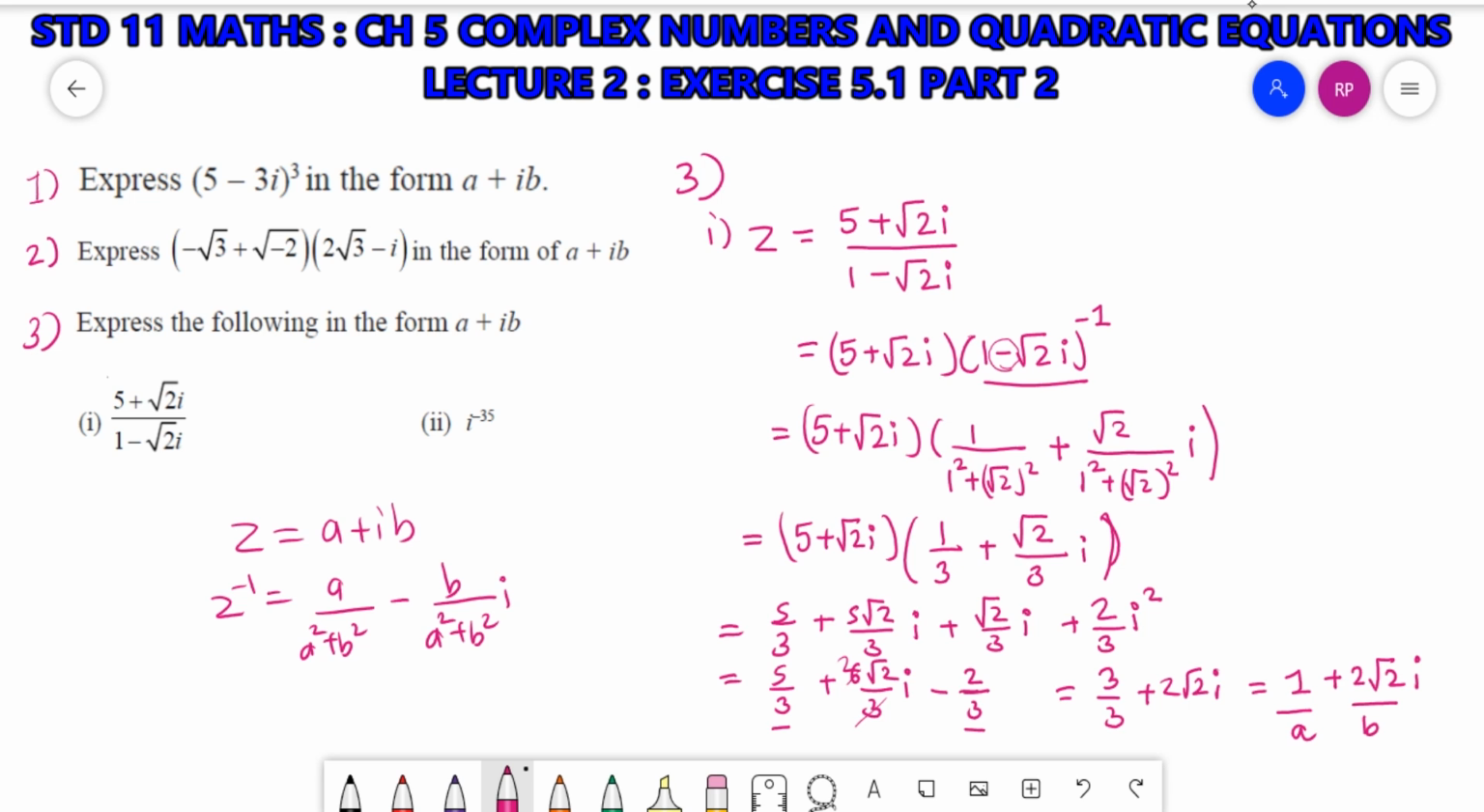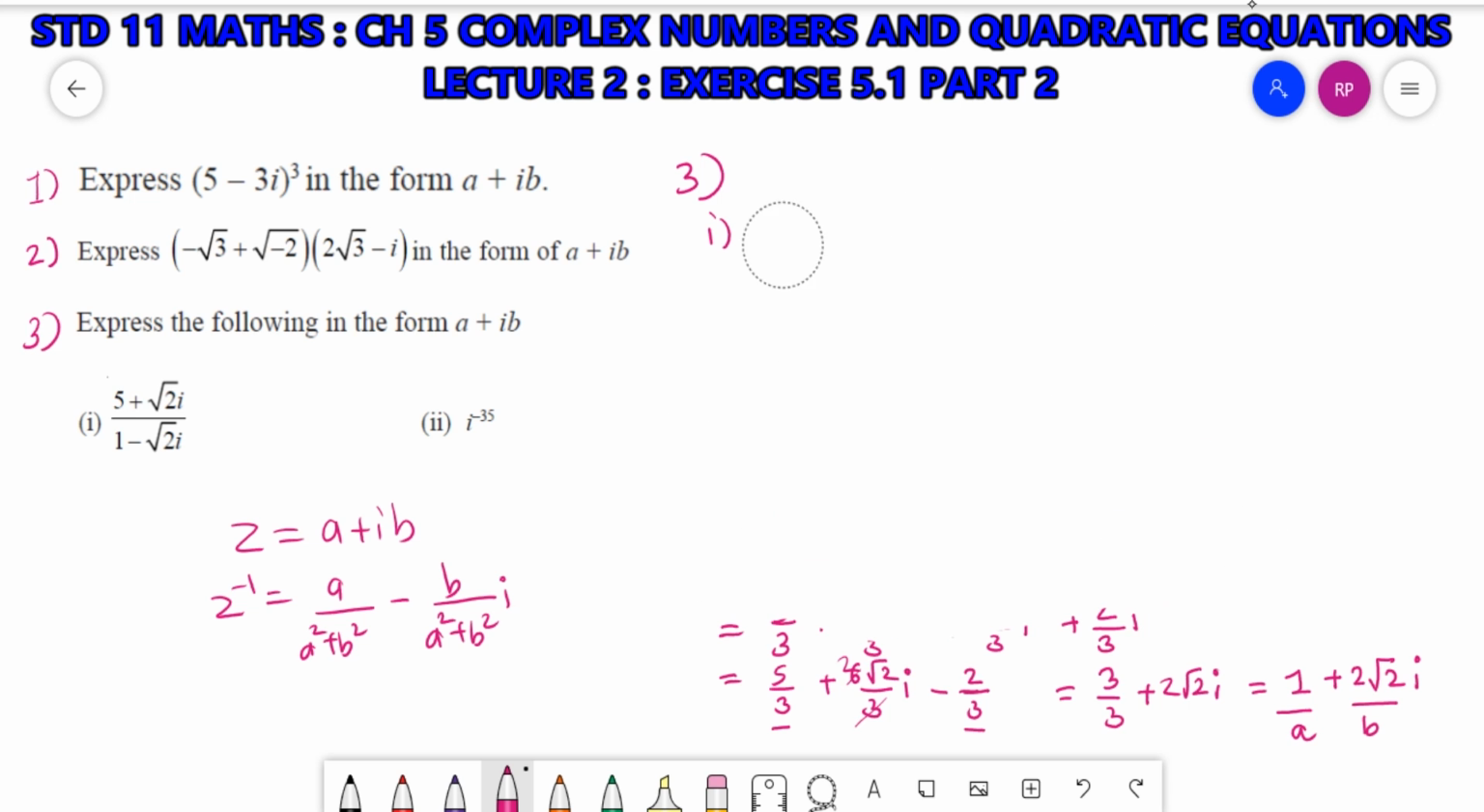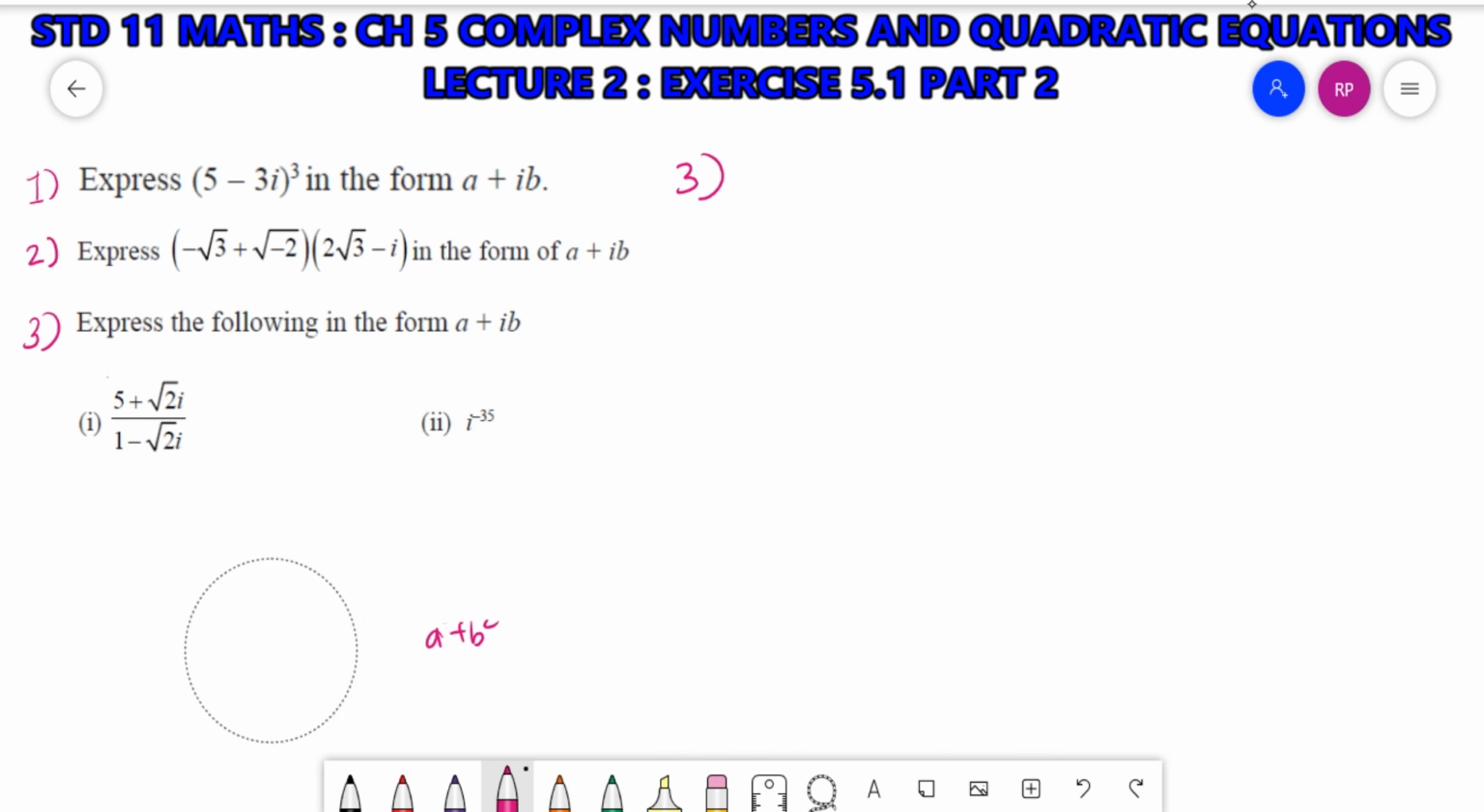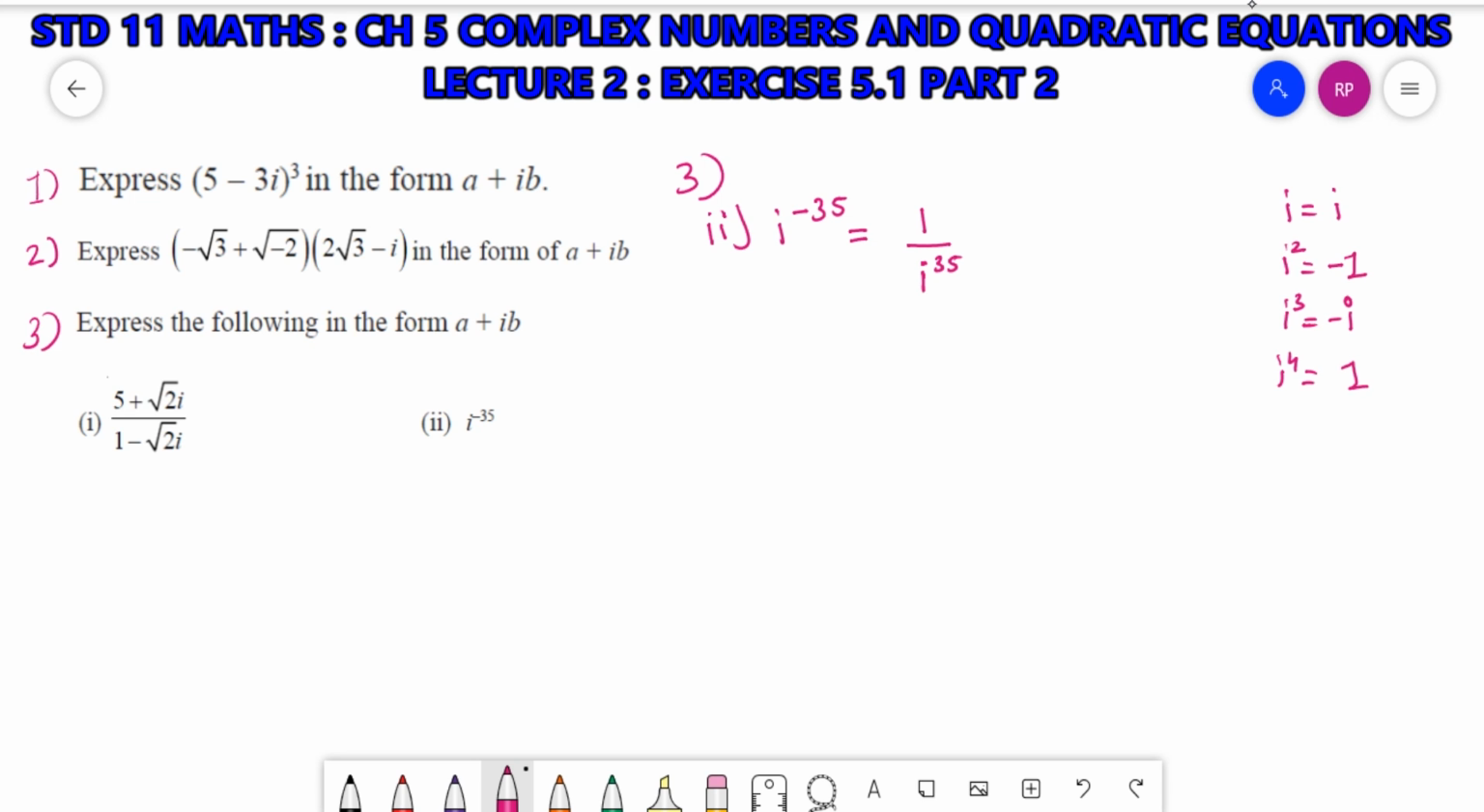Now let's move to the next question. Second one is i raised to minus 35. Now see, as it is having negative power, I will take it in the denominator, that is 1 upon i raised to plus 35. Now we know that i is equal to i, i square is minus 1, i cube is minus i, and i raised to 4 is 1. And after that it repeats for an interval of every 4 terms.